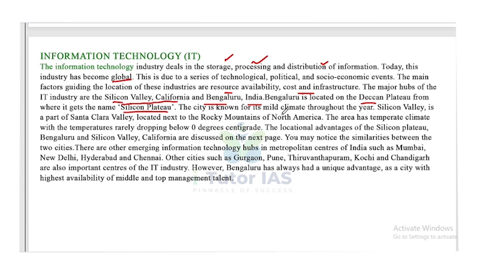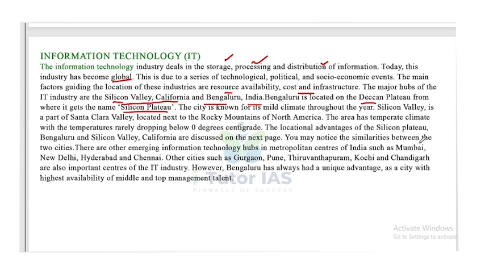The city is known for its mild climate throughout the year. Silicon Valley is a part of Santa Clara Valley, located next to the Rocky Mountains of North America. The area has temperate climate with the temperature rarely dropping below 0 degrees centigrade. The locational advantages of the Silicon Plateau, Bengaluru and Silicon Valley, California are discussed next.